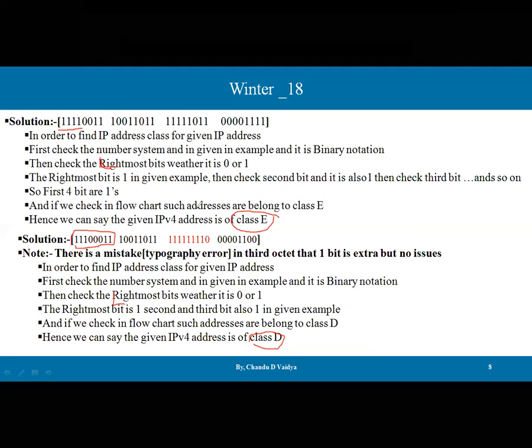Okay. Now, there is a slight mistake in the third octet of this particular question. One extra bit has been added. So this is a typo error. It has nothing to do with that particular extra bit. So no issue, guys. But what we have to do is focus on the first octet of the given IP address, and consecutive 3 bits are 1. It means it belongs to the class D, guys. Okay. So this is the classification question.